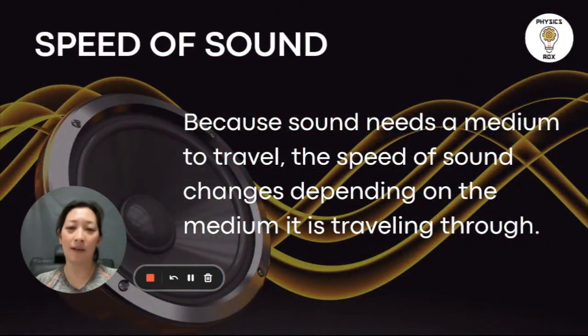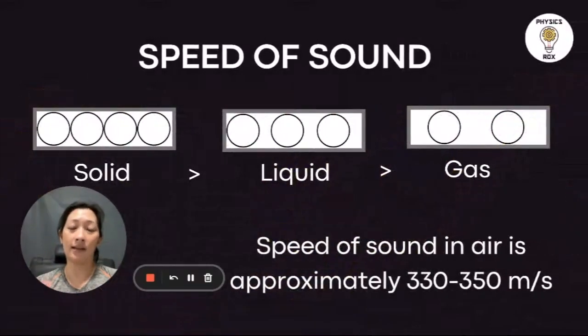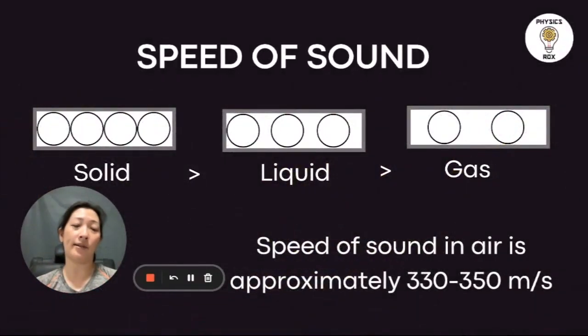Now, let's talk about the speed of sound. Because sound needs a medium to travel, the speed of sound will depend on the medium that it is traveling through. So, if the medium changes, the speed of sound is also going to change. Let's first understand the difference between the three states of matter. Solid particles are right next to each other, liquid particles a little bit further, while gas particles are even further apart. So the speed of sound in solids is the fastest, followed by liquid, and the slowest in gas.